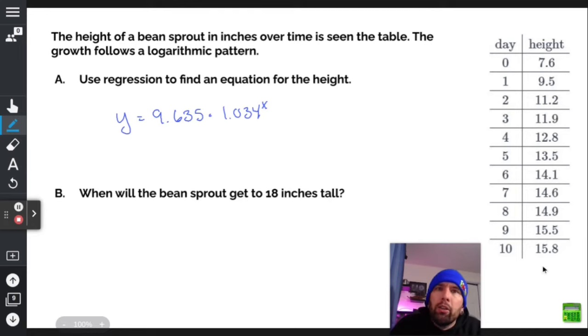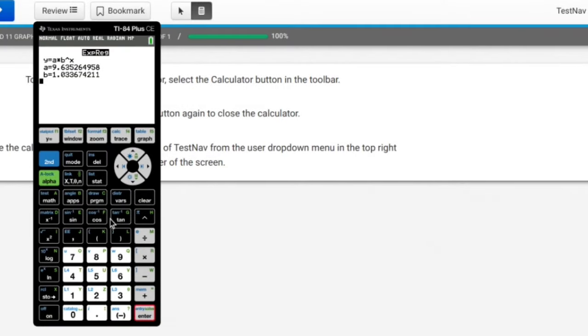Let's let our calculator do the work. Now, in order to find out when this will become 18 inches tall, if I hit zoom standard or have my regular graph, I don't really see much. So why don't we zoom out, right? Because what I want to do is see when this is going to hit 18. I'm going to go to y equals and graph 18, and then find out where these two lines intersect. Now they do intersect here, which is good news. Otherwise, I'd have to zoom out some more.